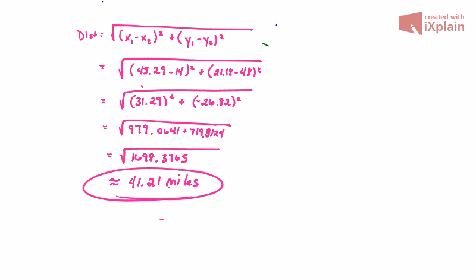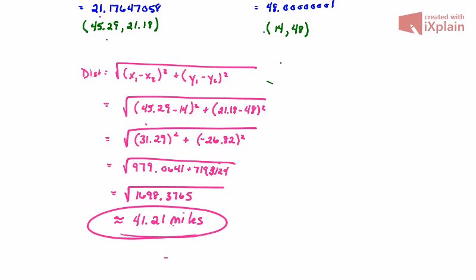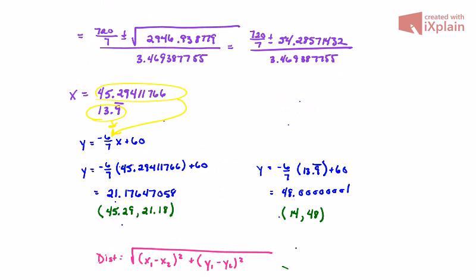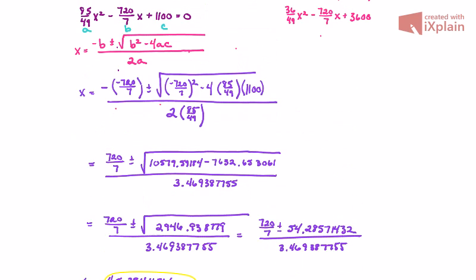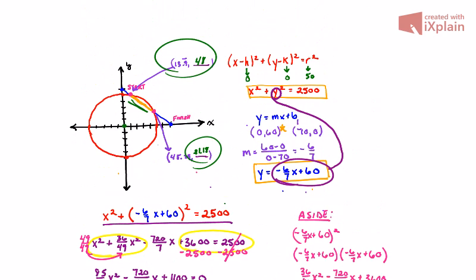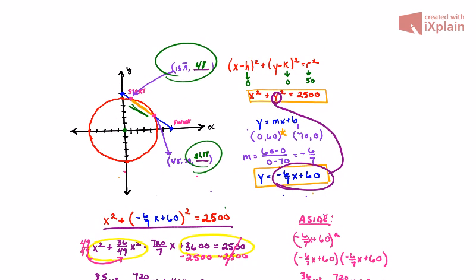So again, bear with me as I scroll up once more to our picture. Look at all this work that we did for one problem. So this distance here, from this pink point to this pink point, is a total of about 41.21 miles.